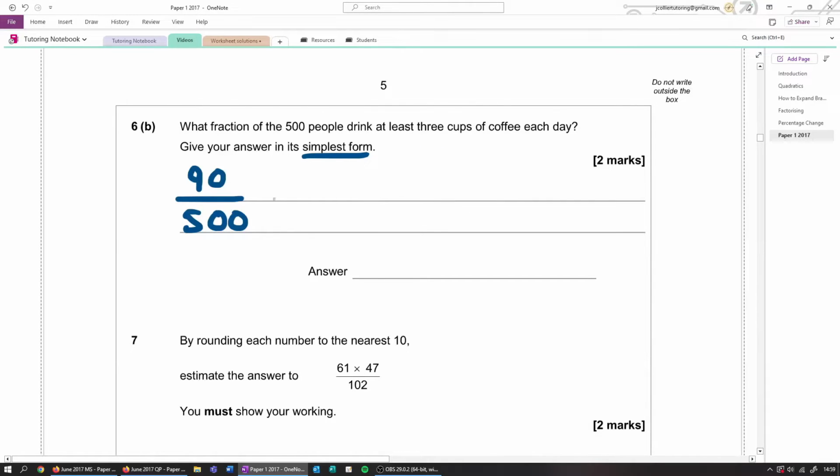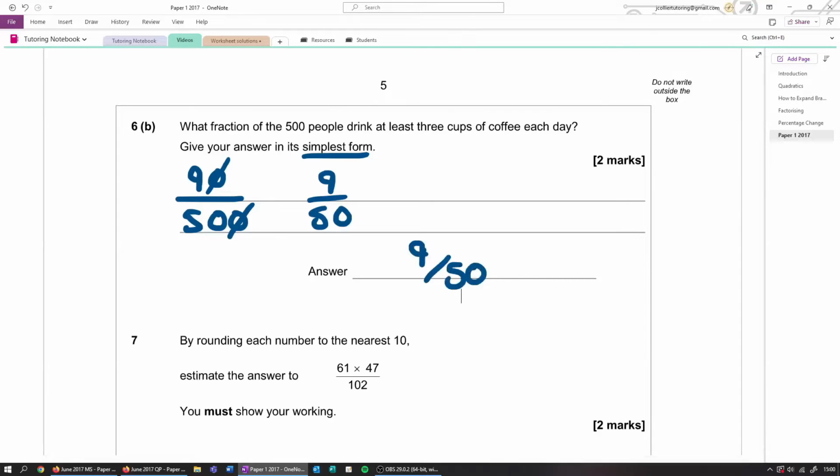I think the best thing to do is first of all divide the top and bottom by 10, because there are those remaining zeros on the end. So now we have 9 over 50. Does this simplify any more? No, because 9 and 50 share no common factors.